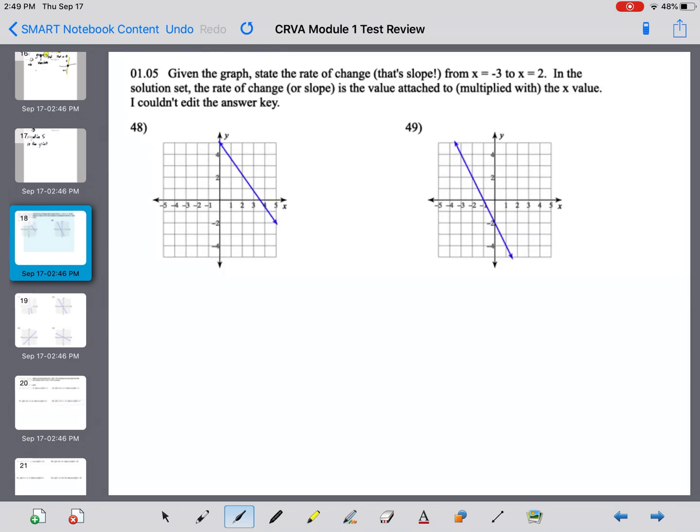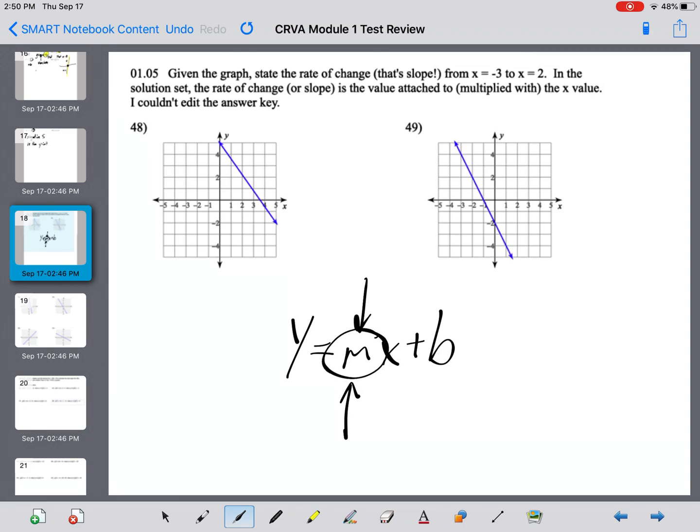Given the graph, state the rate of change, which is the slope, from x equals negative 3 to x equals 2. In the solution set, the rate of change or slope is the value attached to or multiplied with the x value. So you're going to have to look at, again, this is slope-intercept form. So we just want to find the slope or rate of change. When you're looking at your answers or the answer key, look at what number is being multiplied with the x. I couldn't change the answer key, so whatever number's there is the actual slope.